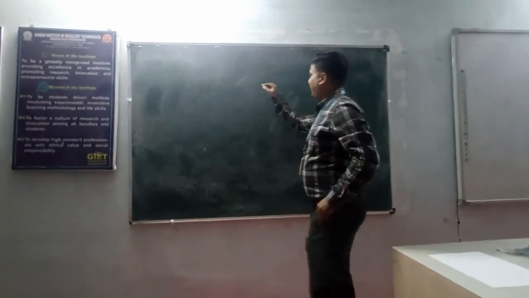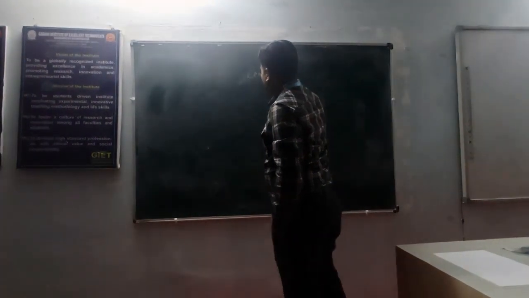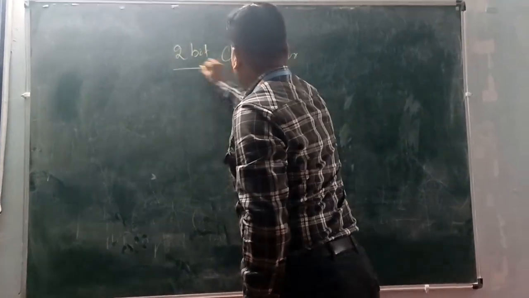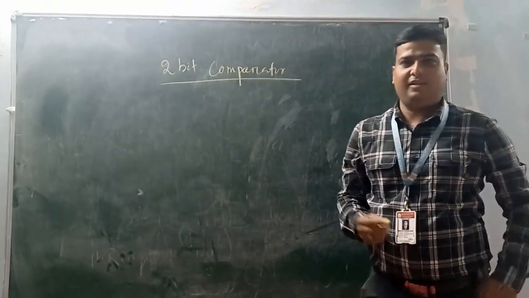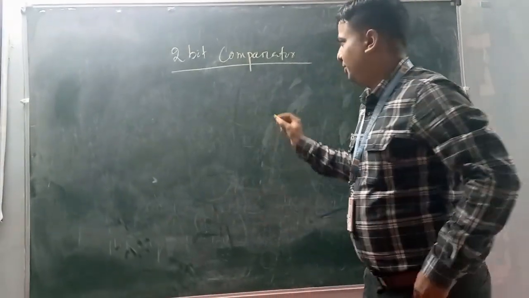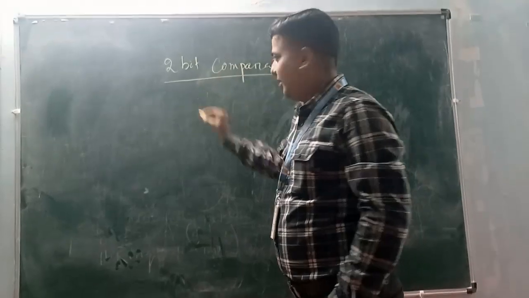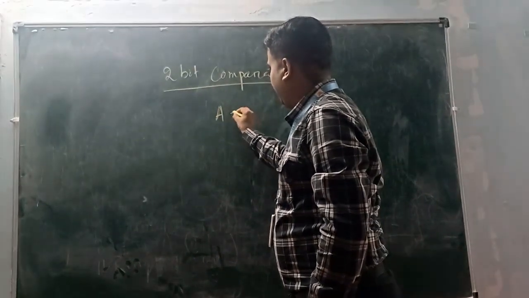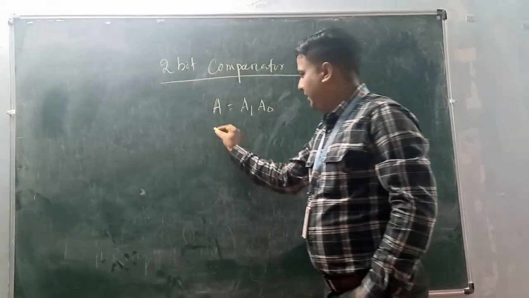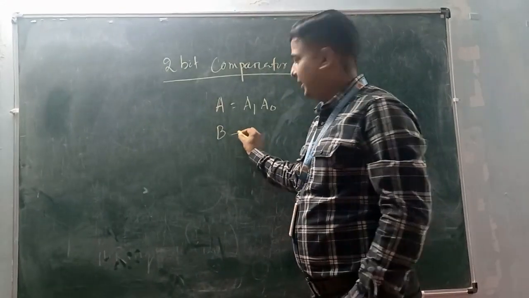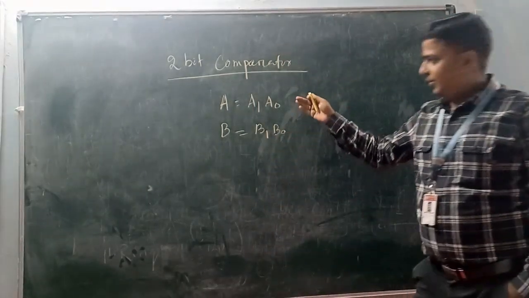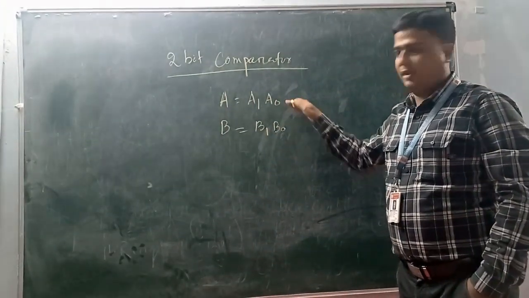So today I will discuss the comparator. It's a 2-bit comparator. So what does comparator mean? It will compare two binary numbers. Suppose it is a 2-bit number. Suppose a number is A, denoted as A1, A0, that means 2 bits. Similarly, suppose another number is B, B1, B0. So now we have to compare these two numbers.